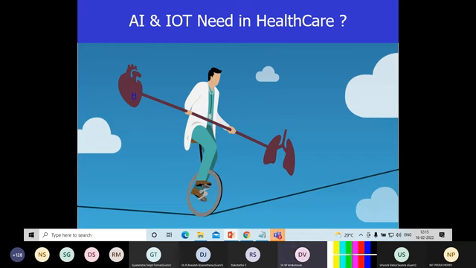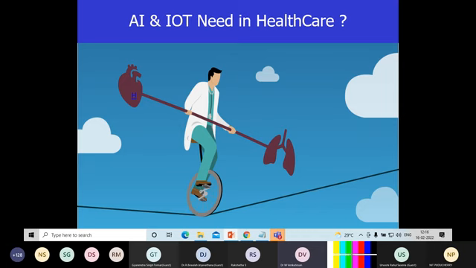Now we'll focus on another point: how you can use AI and IoT in healthcare. You can see this picture. A doctor is in the critical path, so he has to predict. Now the doctors are trying to use AI techniques to assist them.